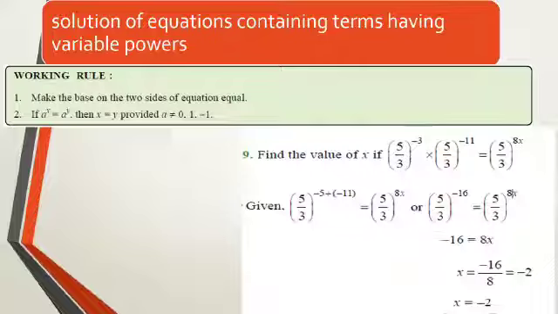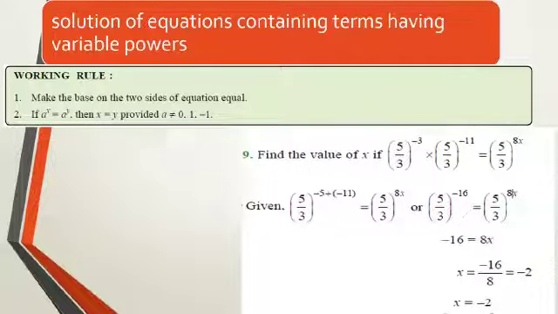See here, in this we have to find the value of x if (5 by 3) whole power minus 3 into (5 by 3) whole power minus 11 equals (5 by 3) whole power 8x. We see that all the bases of the exponents are equal, so we are going to calculate it. Minus 5 plus minus 11, minus 5 minus 11 equals how much? Minus 16. So 5 by 3 power minus 16 equals 5 by 3 power 8x.